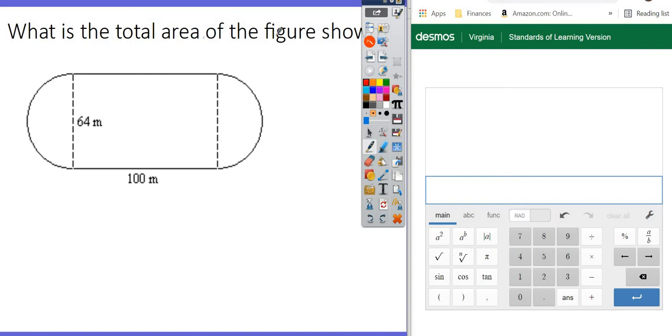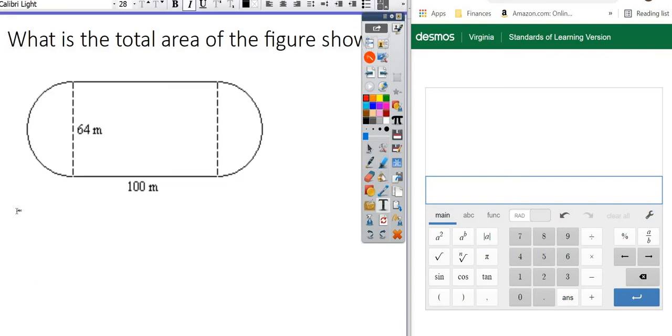All right, this says, what is the total area of the figure shown? Well, again, we're going to come over here and type things up. I'm going to say I have a semicircle, and I'm going to add a rectangle. Then I'm going to add another semicircle.